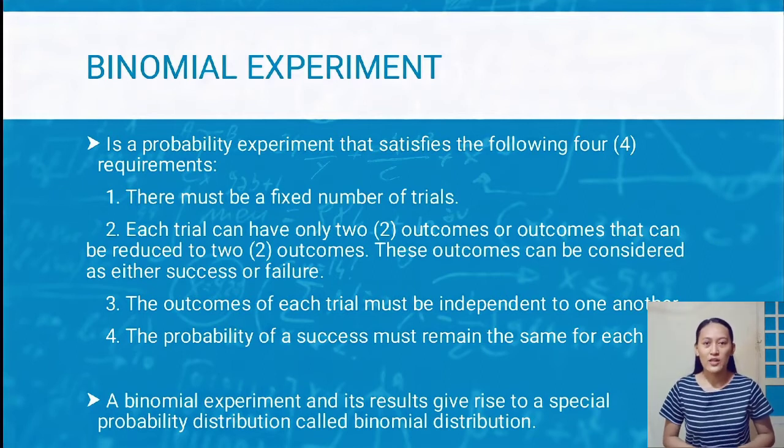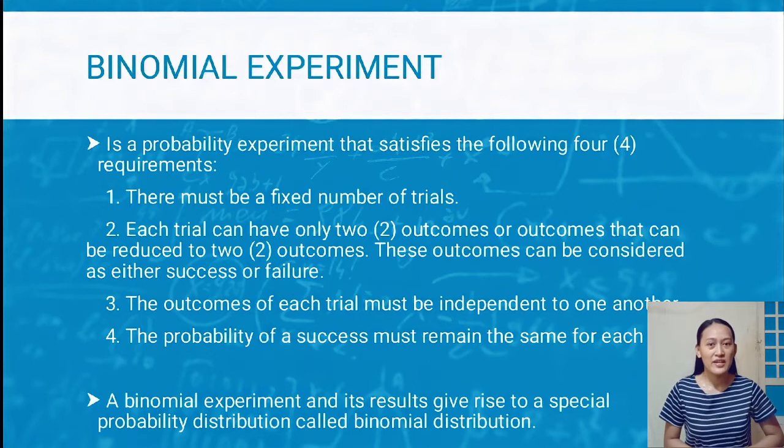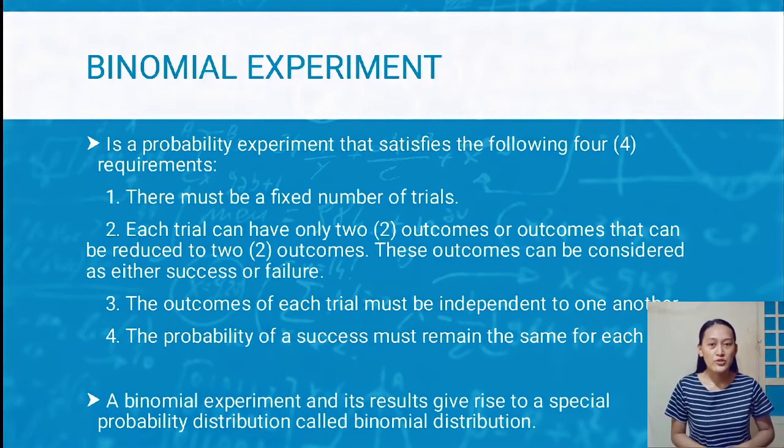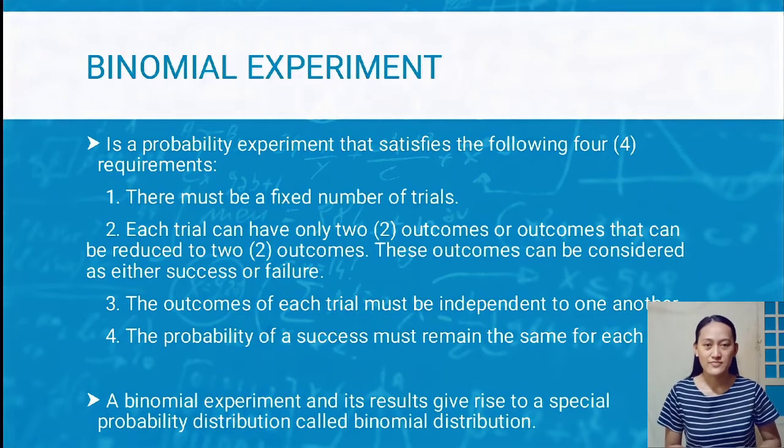For example, a medical treatment can be classified as effective or ineffective depending on the results. A person can be classified as having normal or abnormal blood pressure depending on the measure of the blood pressure gauge. A multiple choice question, even though there are 4 or 5 answer choices, can be classified as correct or incorrect. Situations like this are called binomial experiments.